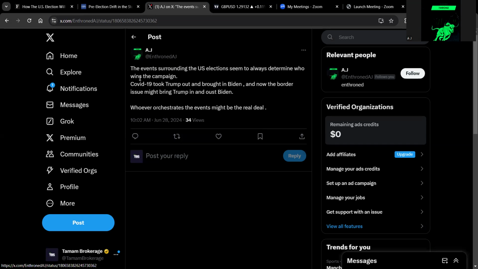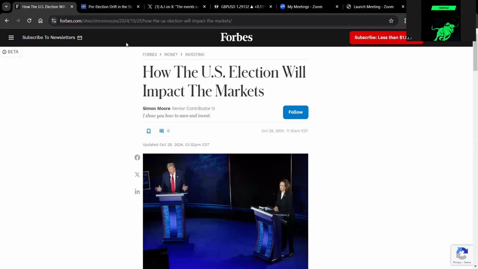I tweeted this: the events surrounding the US elections seem to always determine who wins the campaign. And then we had an example of the COVID and Trump and the impeachment and all of that. This was actually before the Trump attempted assassination. All right, so looking at how the US election impacts the markets, you need to understand a few things.